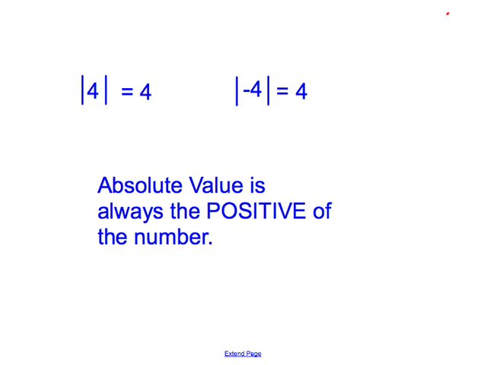If I took the absolute value of negative 27, the absolute value of negative 27 is just going to be 27. It's always the positive of the value, not the opposite, but the positive. Okay? And that's what this is saying right here.